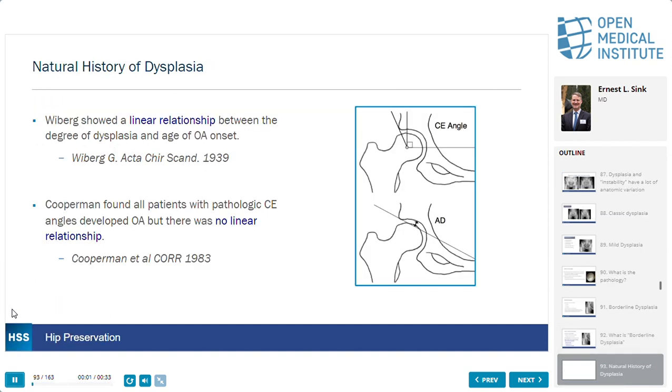So this is the Weiberg angle. Weiberg showed a linear relationship between the degree of dysplasia and OA onset, but Cooperman found all patients with a pathologic CE angle developed OA, but there was no linear relationship. So it's like you either have it or you don't, okay? So how do you measure it? This is the angle. You take perpendicular 90 degrees to the edge of the socket. This angle should be greater than 25.